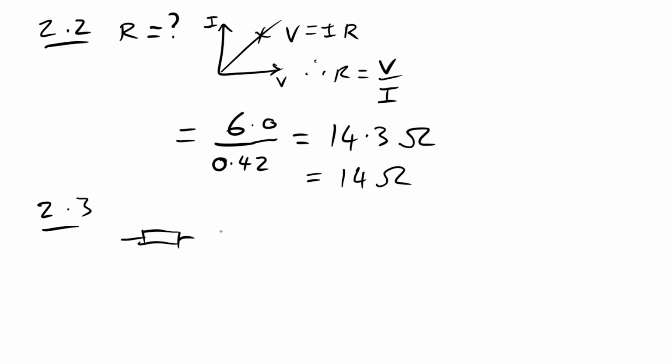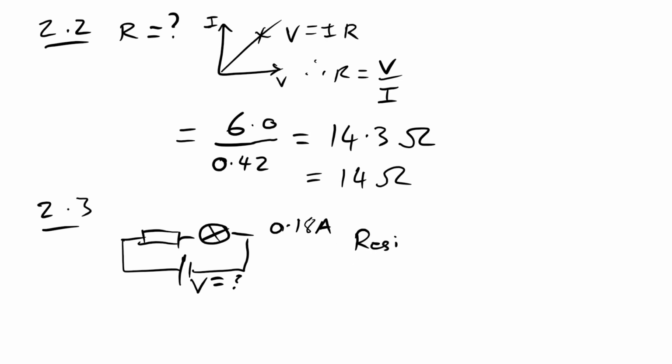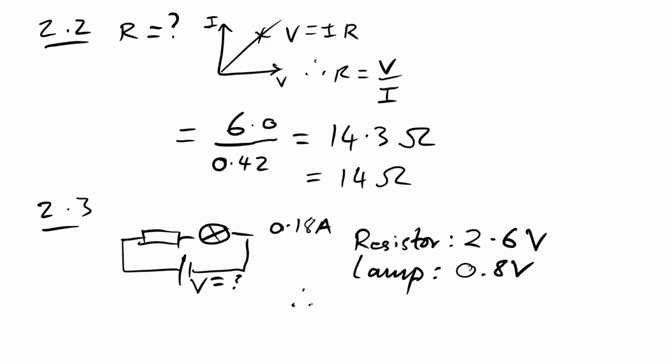So then we have the resistor and the bulb in series. What EMF is necessary to produce a current of 0.18 amps? Well, we know they're in series, so we need that 0.18 amps going through each one of those. So all we have to do is find out the PD required to push that current through both of those things. So for the resistor, I can see that is 2.6 volts. And for the lamp, just reading off the graph, at 0.18 amps, that is 0.8 volts. Therefore, the total voltage or the EMF required is going to be both those added up. It's 3.4 volts.